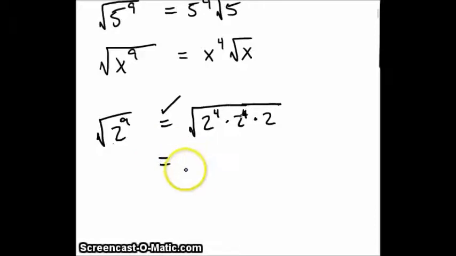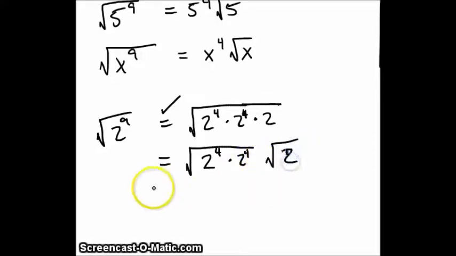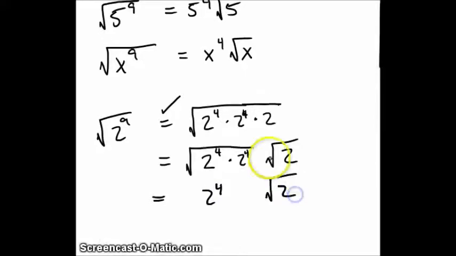Now what I'm going to do is notice that this is actually 2 to the 4th squared. So I can write this as 2 to the 4th times 2 to the 4th. And then I'm going to separate out that square, and pull out 2 to the 4th power. I should rewrite this: 2 to the 4th power right here times the square root of 2.